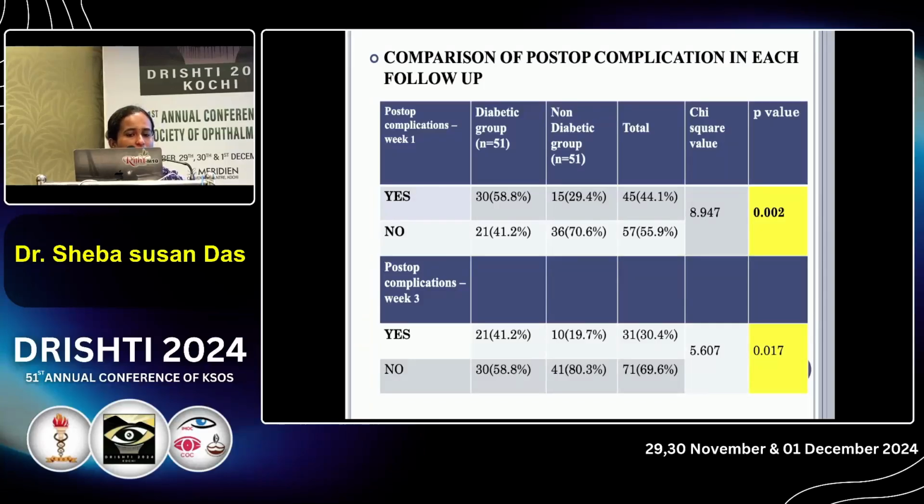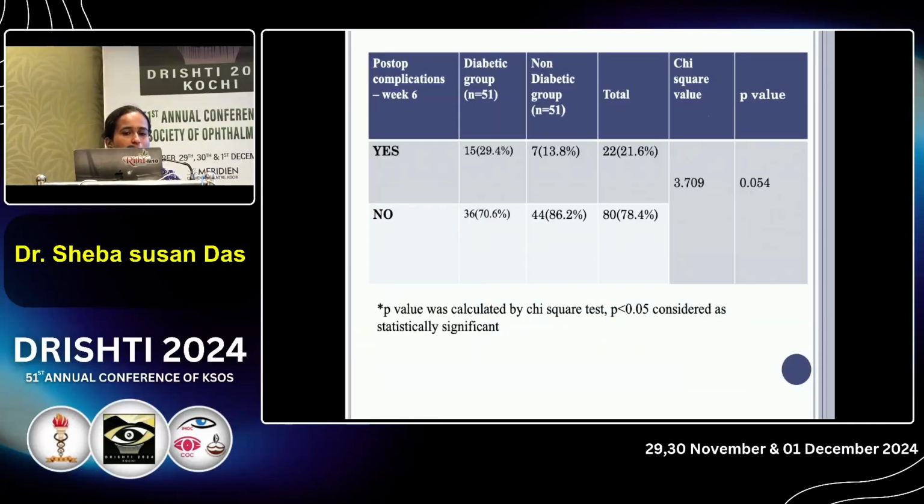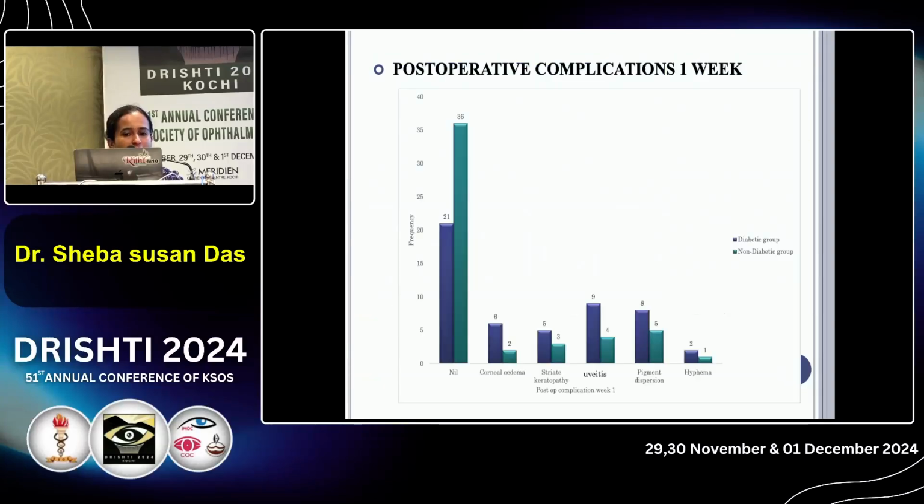In the third week follow-up, 21 patients in the diabetic group and 10 patients in the non-diabetic group were found to have complications. This was also statistically significant. In the 6-week follow-up, 15 patients in the diabetic group and 7 patients in the non-diabetic group were found to have complications, and this was not statistically significant. The complications we noted include corneal edema, striate keratopathy, uveitis, pigment dispersion in IOL, and hyphema.